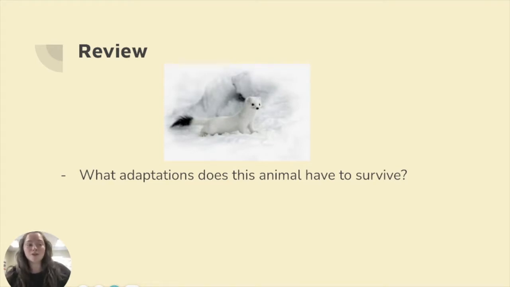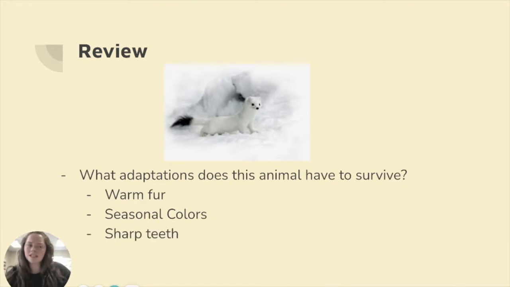All right, I bet you all came up with some great adaptations for this animal. Some that we thought of were warm fur, seasonal colors, meaning they change colors based on the weather throughout the year, sharp teeth for hunting, and eyes on the front of its head to help it with finding and catching its prey. So now that we've done a little review, we're all going to tell you about food chains and food webs and how some of these animals fall in with these interactions.